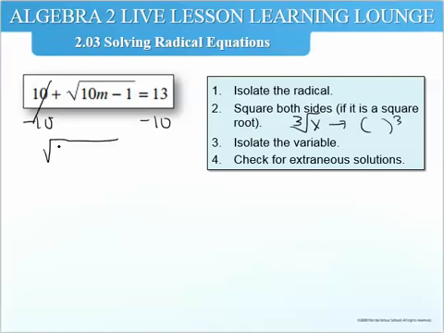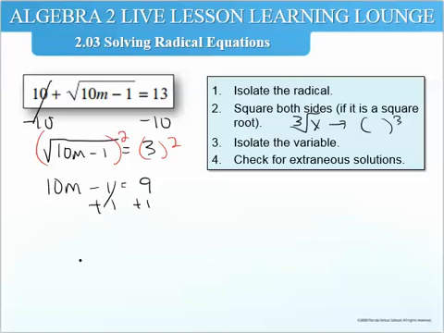So we get the square root of 10m minus 1 is equal to 3. Now we are going to square both sides, since this is a square root. These are inverse operations, so raising both sides to the 2nd power cancels the square root on the left side. We're going to add 1 to both sides to isolate the variable. And we get a nice, easy number as our answer, m is equal to 1.